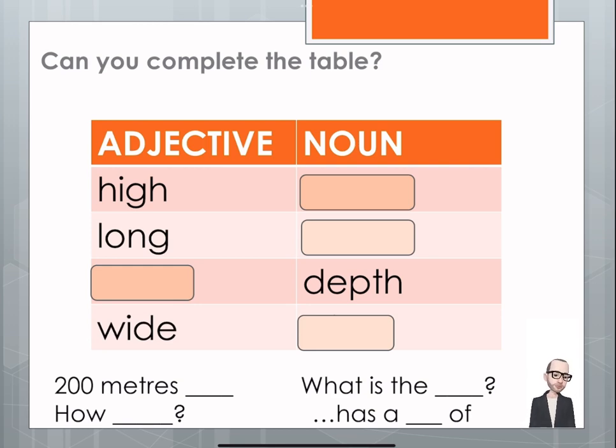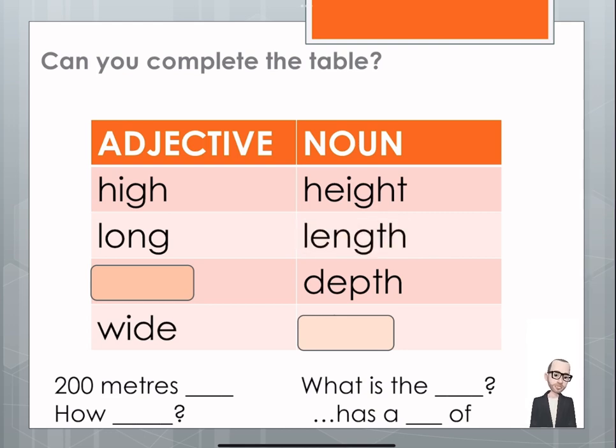So the adjective on the left in the first line is high, and the noun will be, of course, height. Long is the next adjective. The noun is length. The noun is given in the next line, which is depth. The adjective will be deep. Wide is the adjective, and width is the noun.